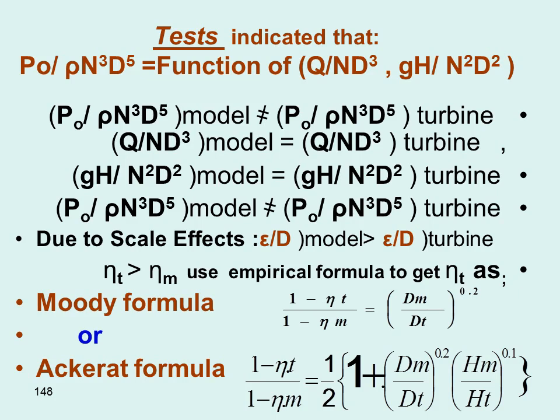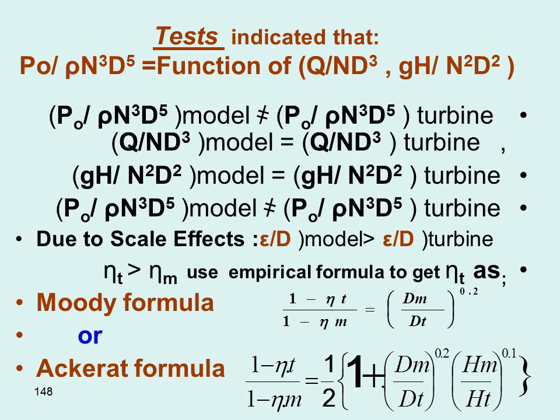How can we obtain the turbine efficiency from the model efficiency? There are empirical formulas. We have several empirical formulas. Moody formula states that 1 minus turbine efficiency over 1 minus model efficiency equals d model divided by d turbine to the power 0.2. This means that you can obtain eta turbine from eta model if you know the ratio of dm over dt, the scale ratio.